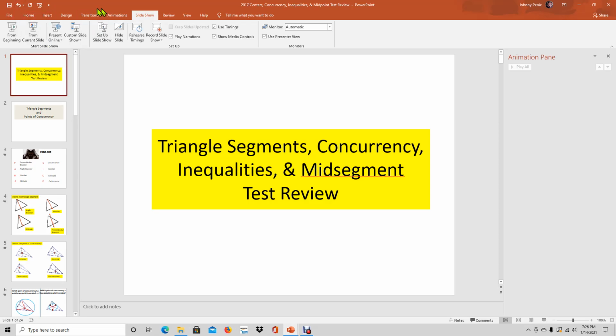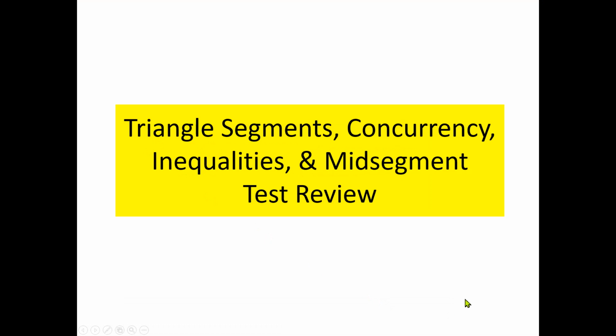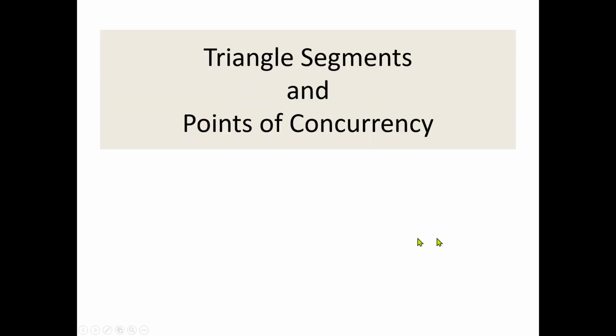Okay, so we've got a review. Let me go ahead and get started here for a test. So we're going to do it over triangle segments, concurrency, inequalities, and mid-segment. All right, so you remember these. Triangle segments are PAMA on the left, and SECO is on the right. That's the points of concurrency.